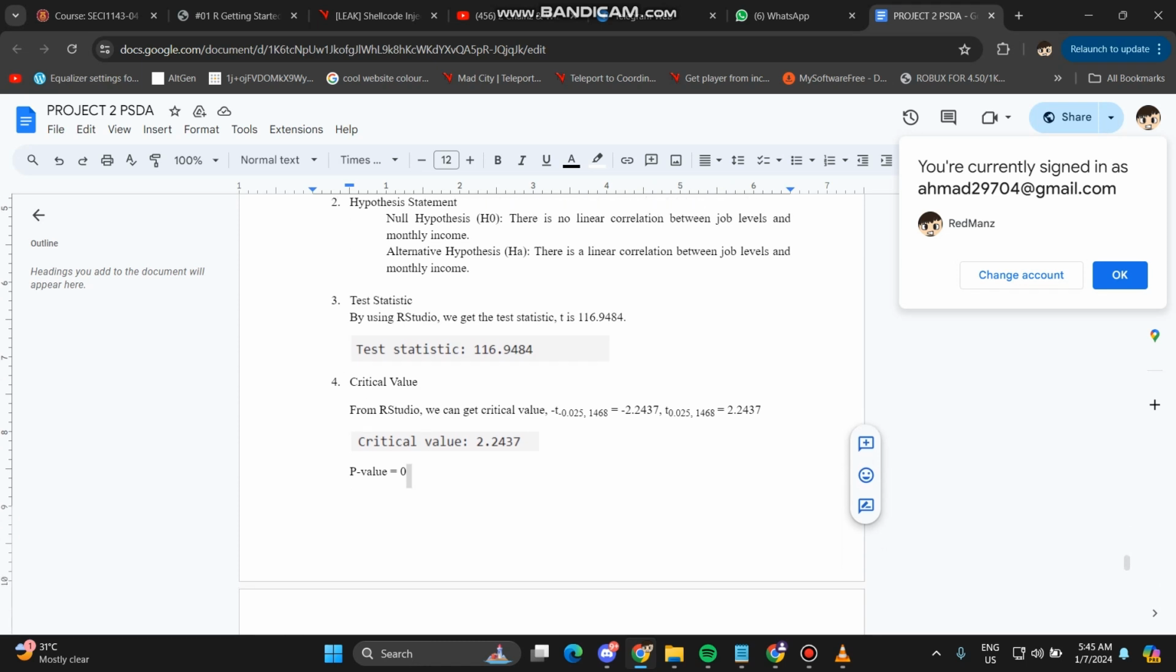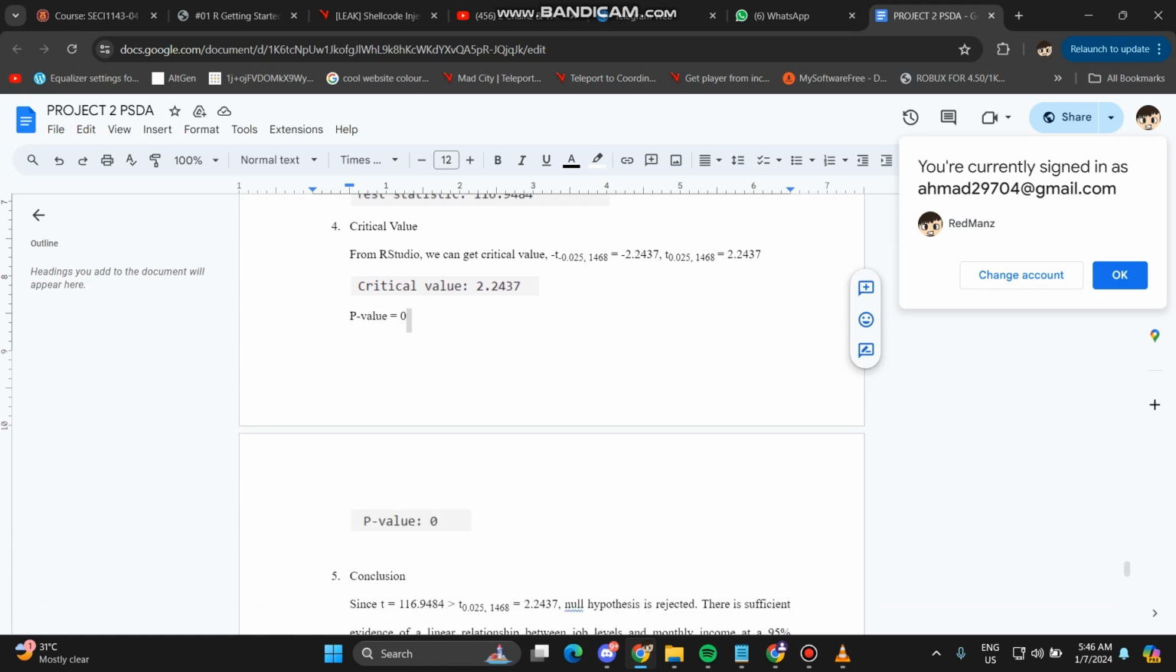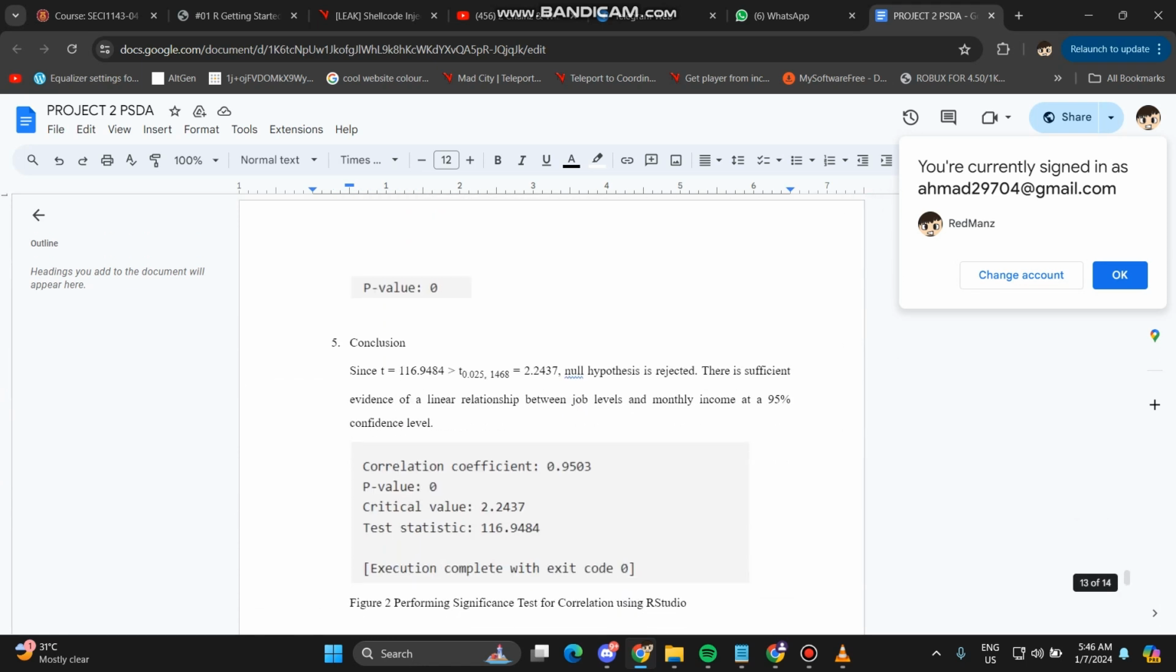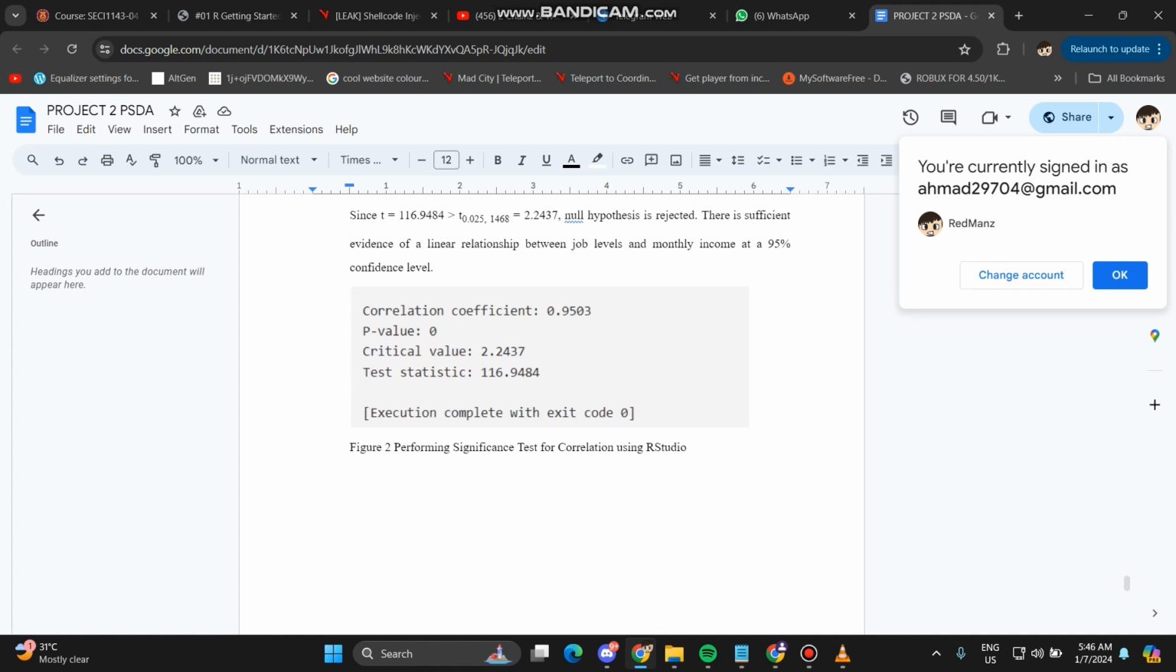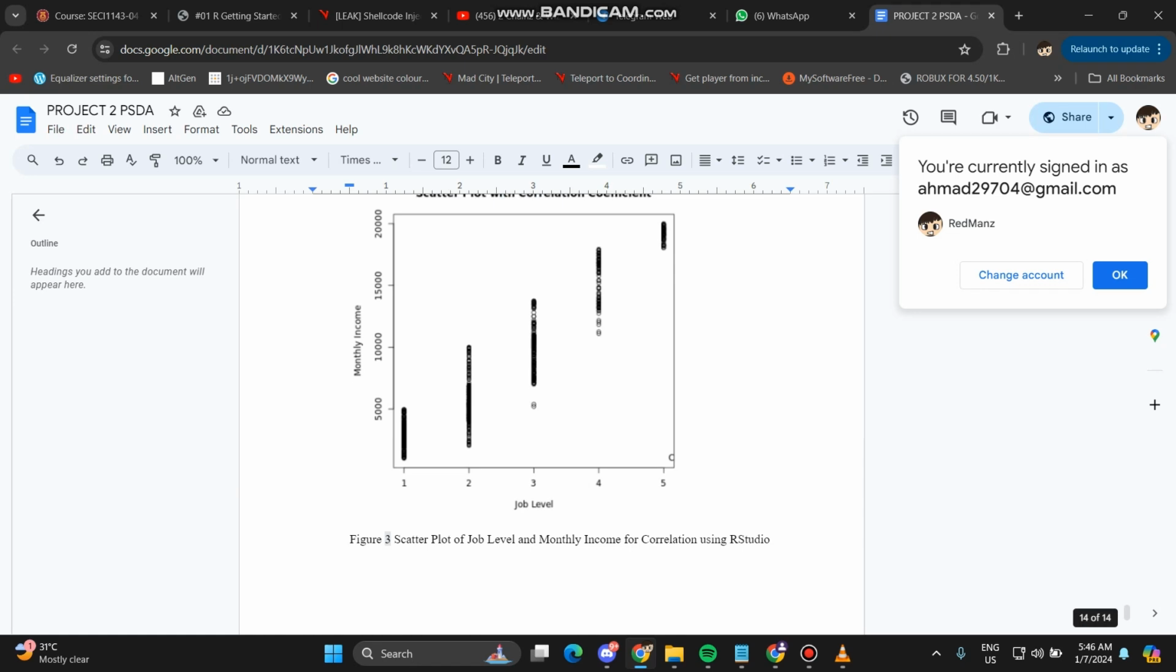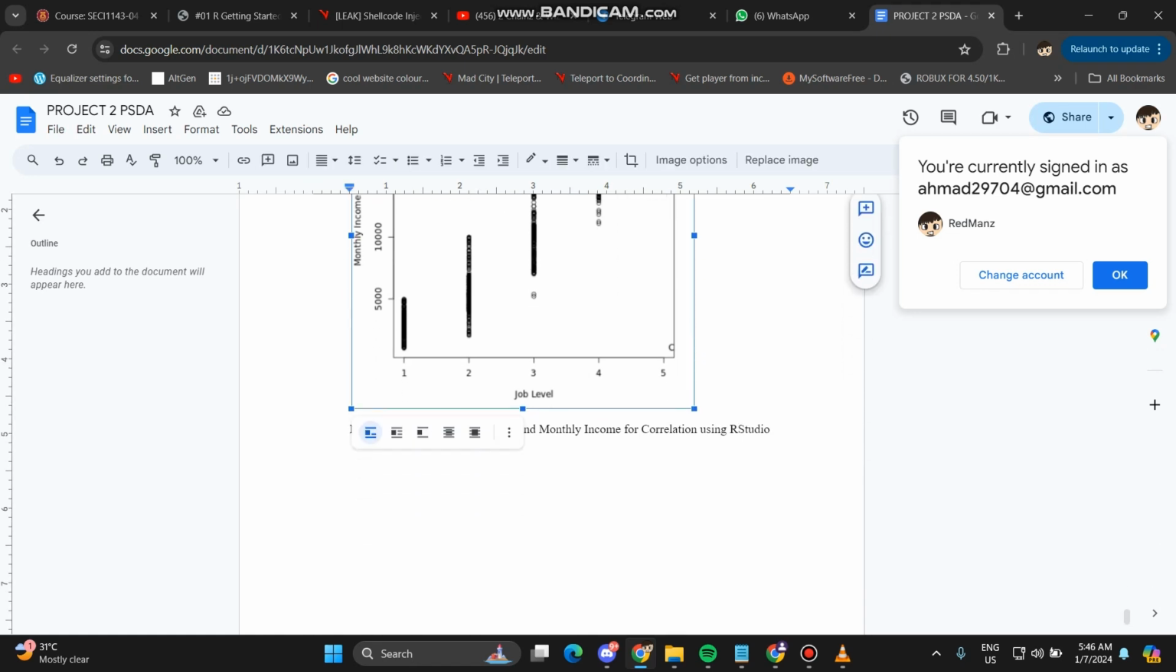Next, we'll calculate the critical value. From RStudio, the critical value for negative t is negative 2.2437, and for positive t is 2.2437. The p-value is 0. Since the test statistic is higher than the critical value, the null hypothesis is rejected. So there is sufficient evidence of a linear relationship between job levels and monthly income at a 95% confidence level. Now this is the significance test for correlation using RStudio, and this is the scatter plot for the correlation.